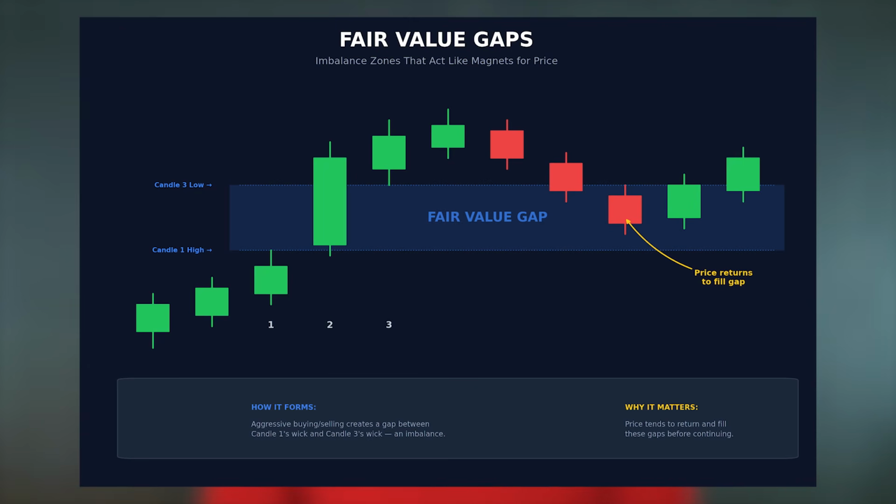And then there are fair value gaps. These form when a candle creates a gap between the previous candle's wick and the next candle's wick, usually because of aggressive buying or selling pressure. These gaps tend to act like magnets. Price often comes back to fill them before continuing the move.